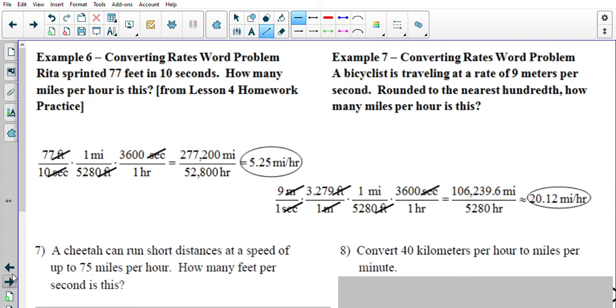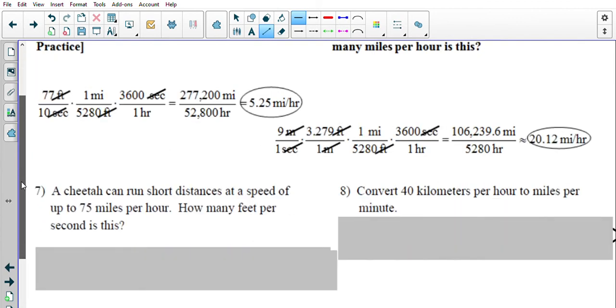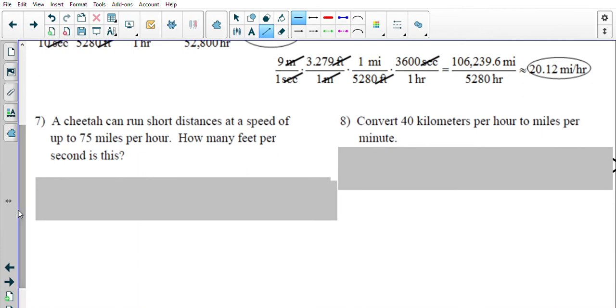All right, let's take a look at a couple of word problems related to conversions or dimensional analysis. Let's look at numbers 7 and 8. Number 7, a cheetah can run short distances at a speed of up to 75 miles per hour. How many feet per second is this? Let's take a look at this one.